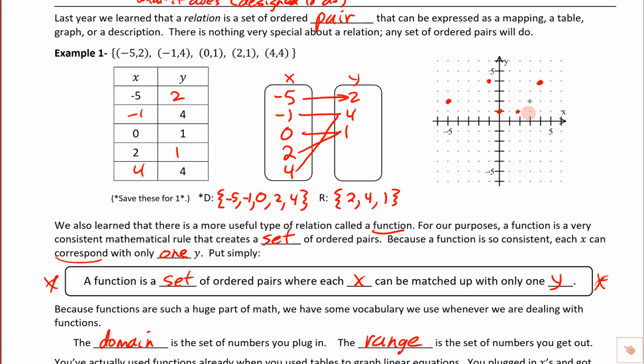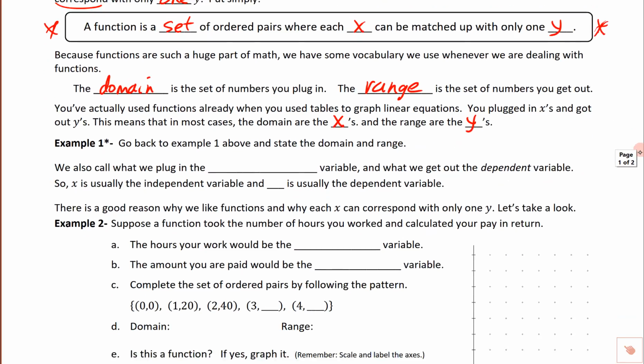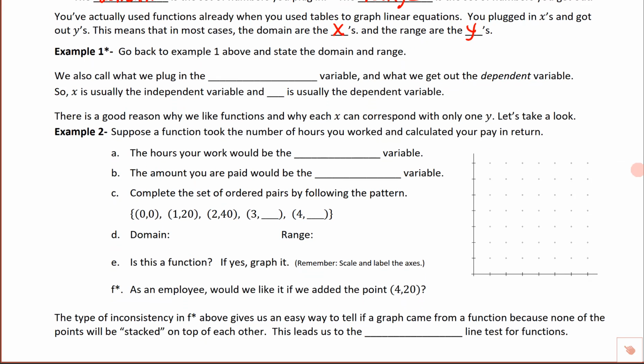All right, so these are the different ways that we can write down that set of ordered pairs. We've got a table, we've got a mapping, we've got a graph, we've got just that plain old set of ordered pairs, and we can also break it into the domain. Those are the set of the first ones, the x's usually, and then the range, those are the second ones. That's going to be the y's. So we're going to come back down here, and we've got some more vocabulary. We also call what we plug in, so usually the x's, the independent variable. And if that's what we plug in, then what we get out is called the dependent variable. So usually x is going to be the independent variable, and y is going to be the dependent variable.